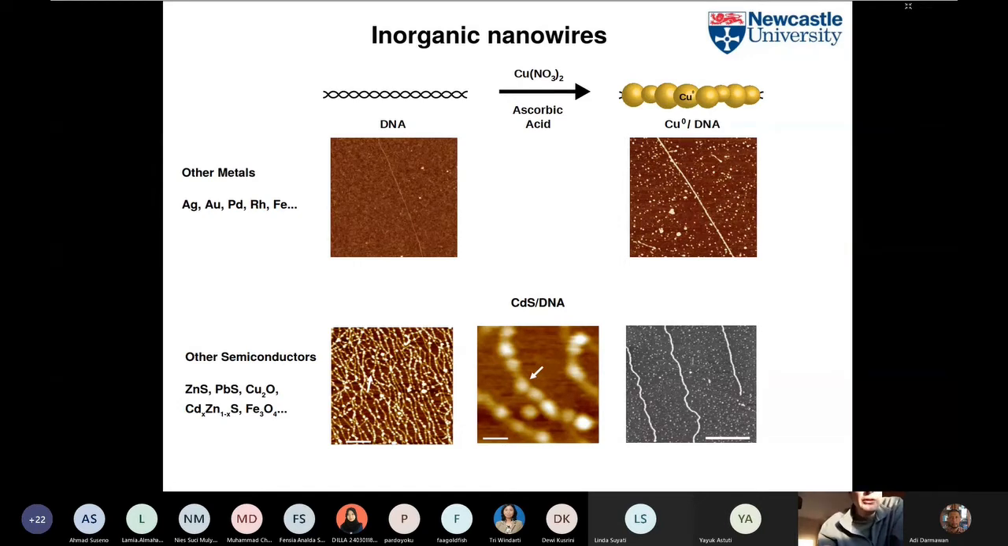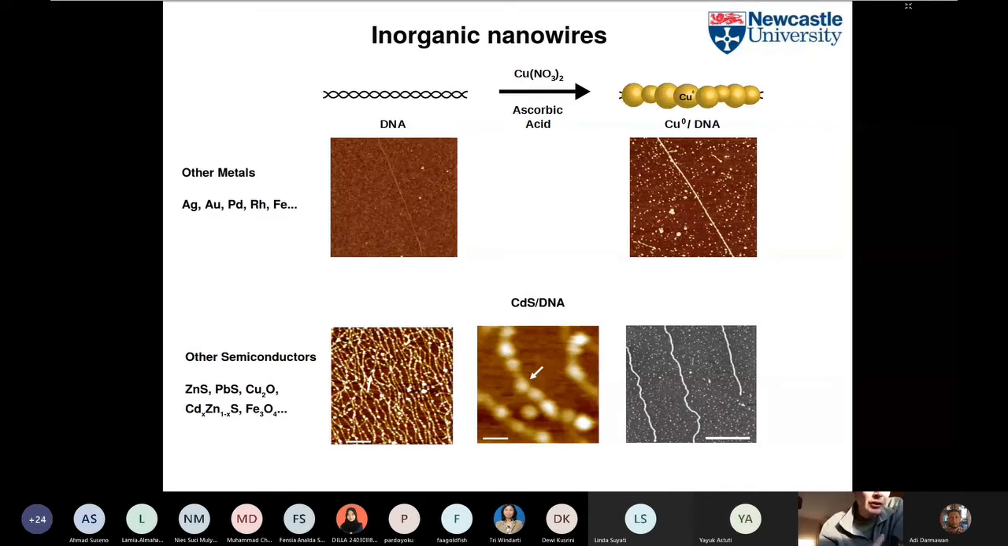uncoated. So what we do is we take Lambda DNA in aqueous solution, and we mix it with a metal ion, a solution of a metal salt, in this example copper nitrate, and then we add a reducing agent. The reducing agent in this example is ascorbic acid, and it will reduce the copper-2 ions to copper metal. Now, the chemical structure of DNA is such that it has a large number of binding sites for metals. Metals will interact strongly with the negatively charged phosphate groups that form the backbone of the double helix structure, and some of the metals will also interact with the nitrogen atoms on the nucleobases.